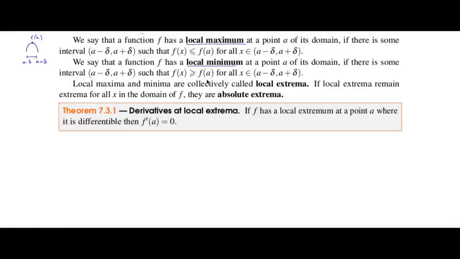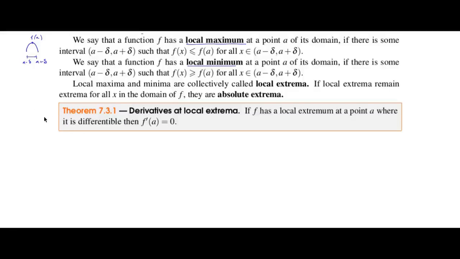So then we can talk about absolute maximum and absolute minimum. And obviously there's only one of each, right? Because in order for a point to be an absolute maximum, it has to be greater than every other value of the function for the whole domain, right? So there's only one of them. And the same goes for the minimum.